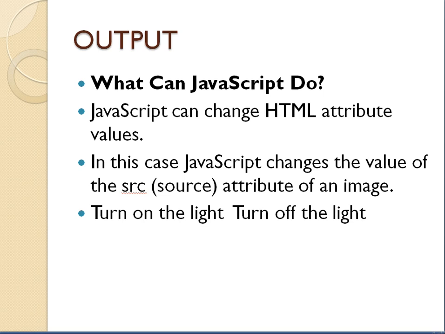JavaScript can change HTML attribute values, in this case the value of the source attribute of an image. In between there would be a bulb image, and on the left hand side it would be written turn on the light and on the right hand side turn off the light. So this is the output of the previous program. In part 1 I have already discussed part 1 of JavaScript.